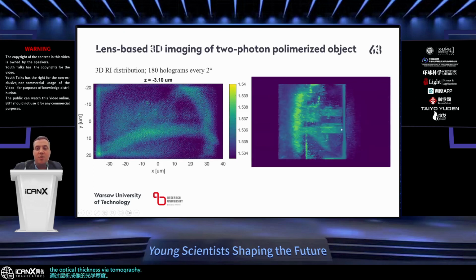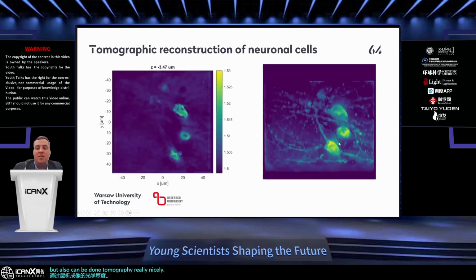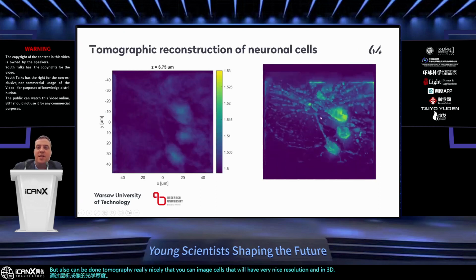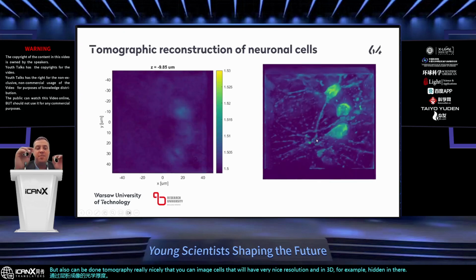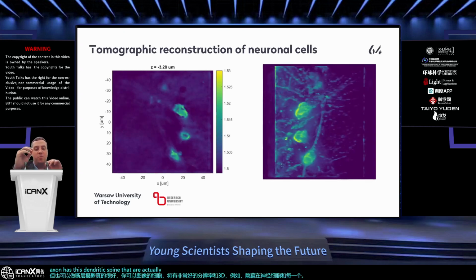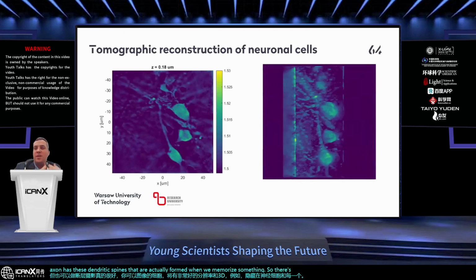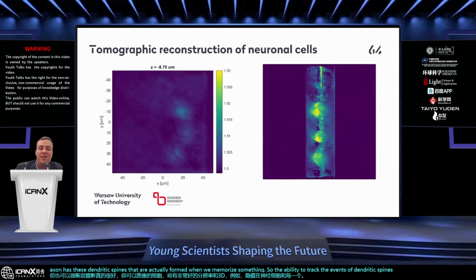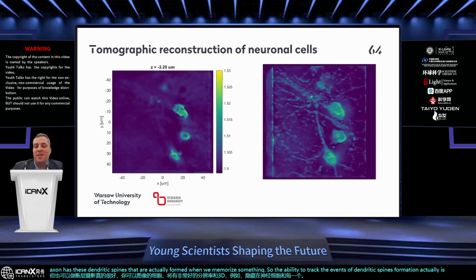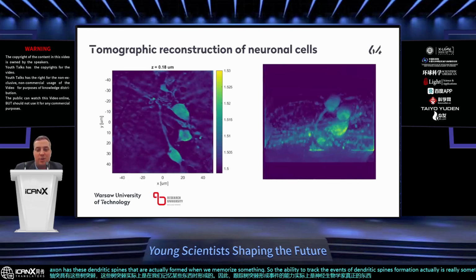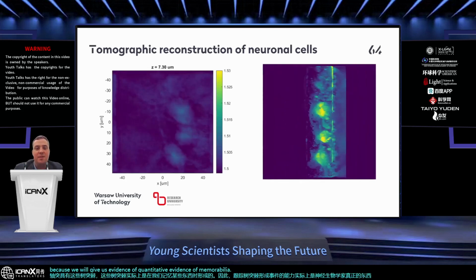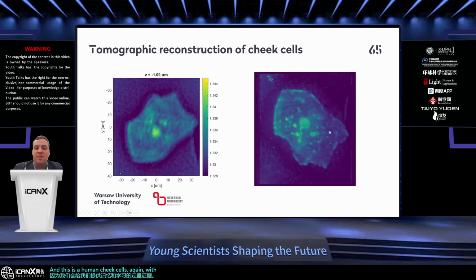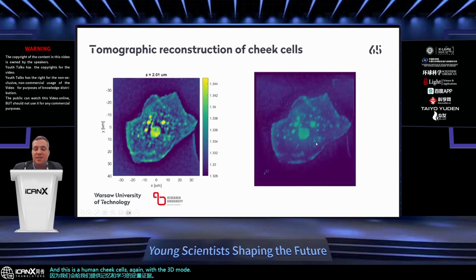What can also be done in tomography really nicely is that you can image cells with a very nice resolution and in 3D. For example, here there are neural cells, and each axon has dendritic spines that are formed when we memorize something. So the ability to track the events of dendritic spine formation is really something that neurobiologists dream of, because it will give us quantitative evidence of memorizing something, learning something. And this is the human cheek cell again in 3D mode. So yeah, life is in 3D.